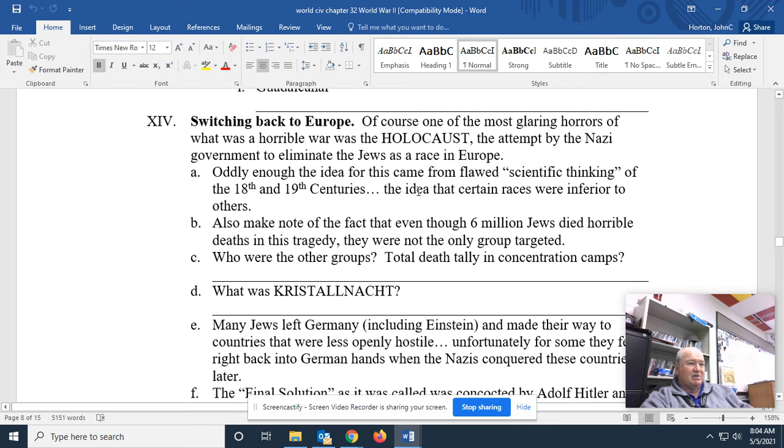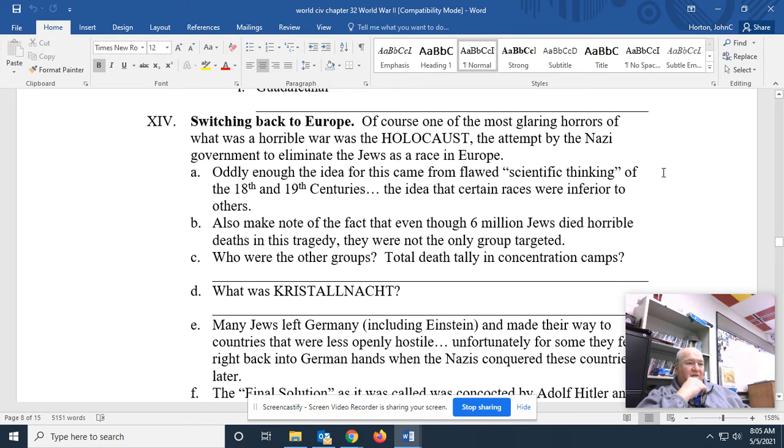Oddly enough, the idea for this, meaning the Holocaust, came from scientific thinking of the 18th and 19th century, something called social Darwinism. Darwin once said that nature selects certain species to survive, other species to thrive, and finally other species for extinction. Well, if you apply that to mankind, the belief is that nature selects certain races for extinction, and certain races, in the case of the German belief, the Aryan race, to dominate. That's why they wanted Lebensraum. That's why they wanted to expand into Poland and into the Ukraine. And other races like the Jews and like the Gypsies needed to be eliminated, and Slavs.